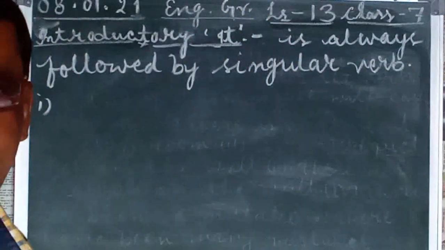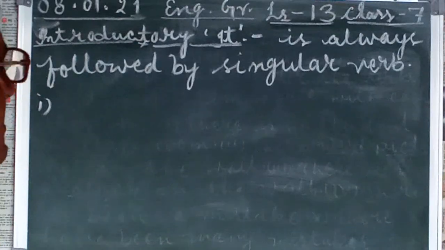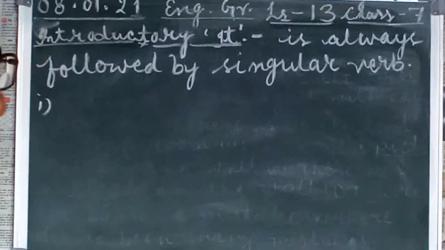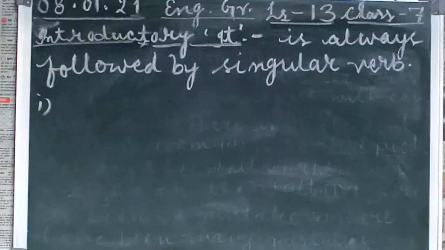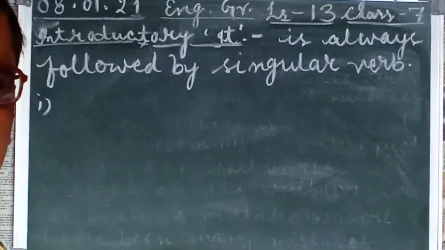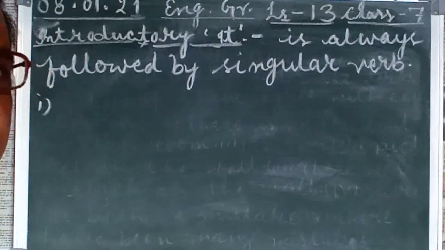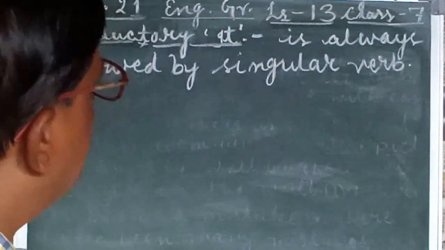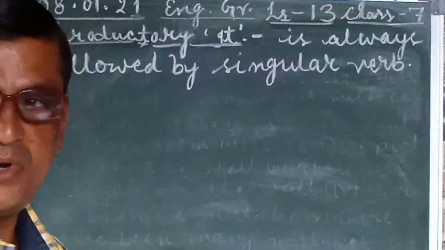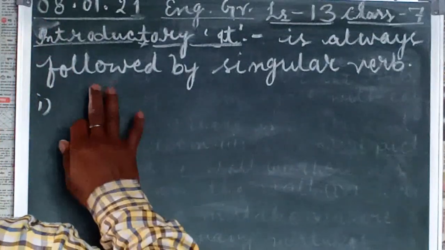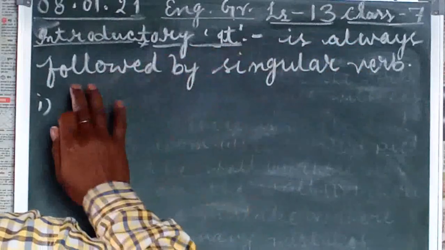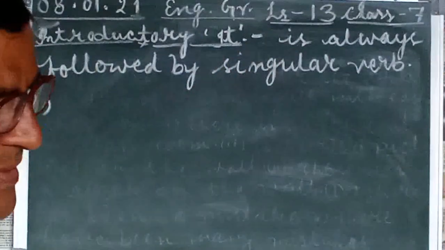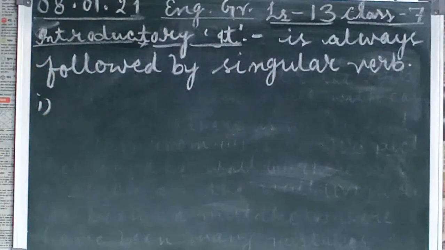Just a minute before, what have we seen? That with the introductory there, we can use both a singular verb and a plural verb with the subject. But there is a condition in it. In introductory it, we use only a singular verb. I am taking examples, children.